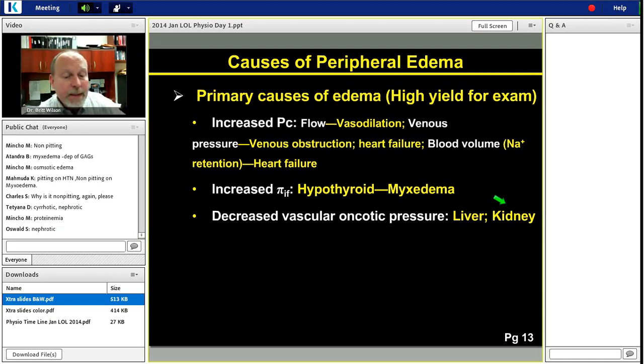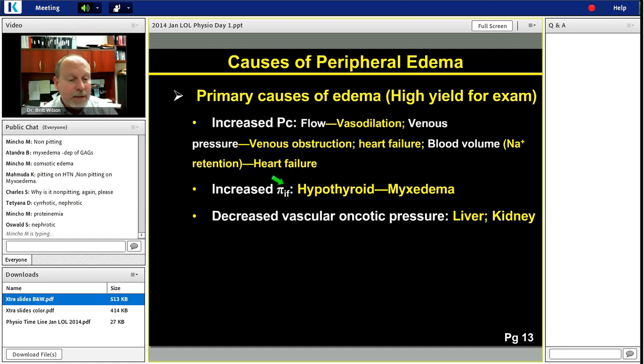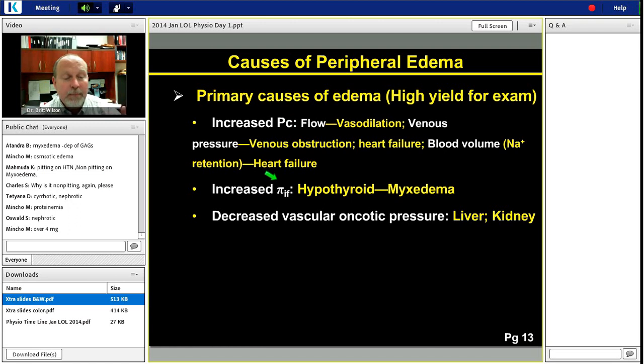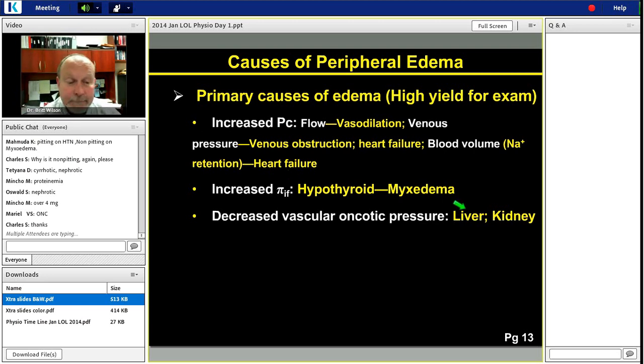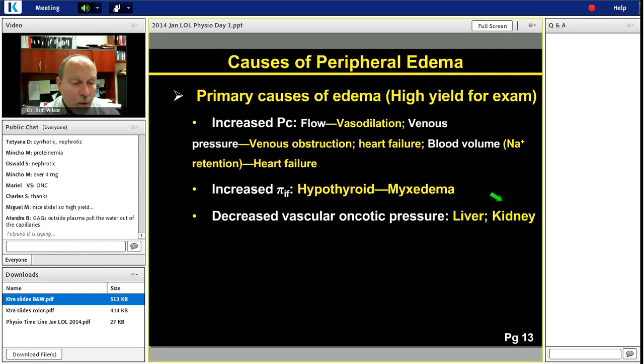The reason it's non-pitting for this is because it is being pulled in by osmoles. These are not pure water. This is being pulled in because of the osmotic force. So it's holding volume, but because I have a lot of osmoles in there holding it, that's why it doesn't give. These others are mostly water. This one's water and solute. That's the easy way to think of it. So again, decreased vascular oncotic pressure can occur with liver failure or nephrotic syndrome.